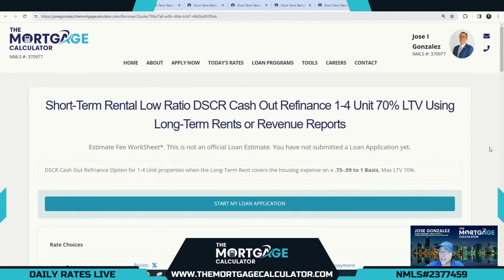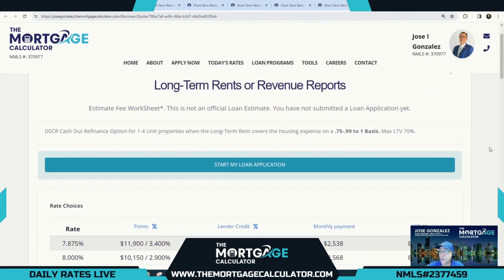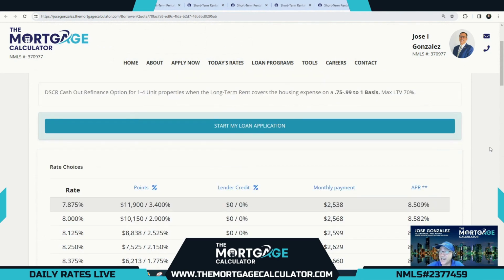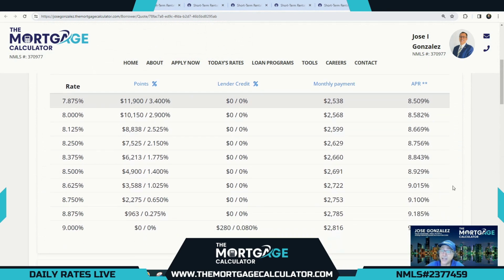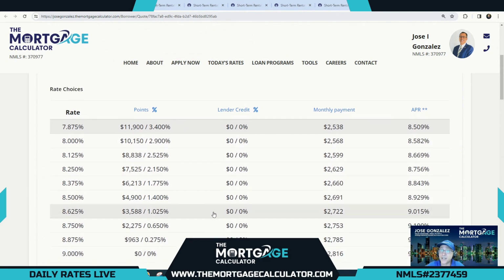Now, this is our low ratio. Again, the 0.75 to 0.99 DSCR option using either long-term rents or revenue reports. Maximum 70% LTV. So they do give a 5% LTV reduction when going from the purchase to the cash out refi. 9% gives us a little bit of a lender credit there, and you can buy that down all the way to 7.875% for our low ratio DSCR option, where you are at a 0.75 to 0.99 DSCR.